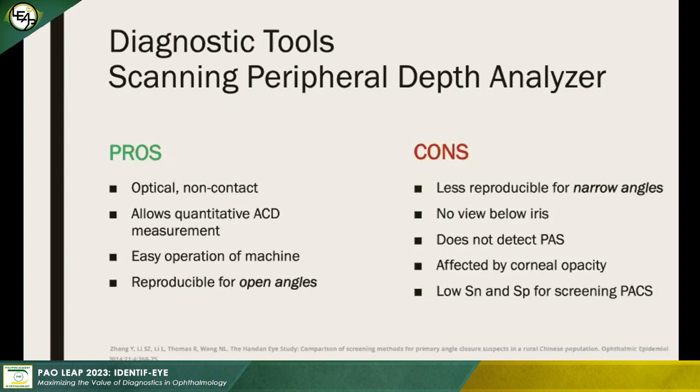And you don't really have a view below the iris. So if there's a point of interest in your ciliary body or your ciliary processes, you won't really see it with this one. Furthermore, it doesn't tell you if there's any synechia. It only gives you these quantitative values. And because it uses light, it is affected by corneal opacity. There's also a low sensitivity and specificity for screening PACS.